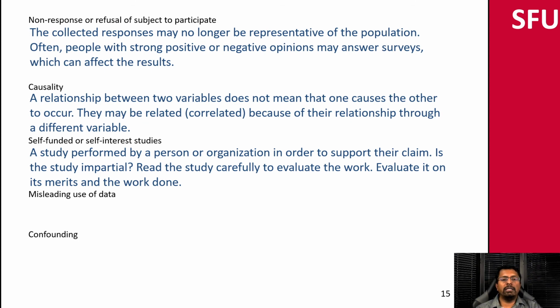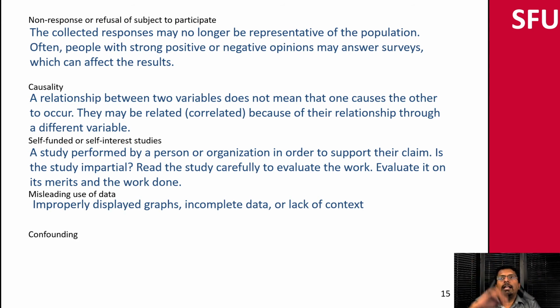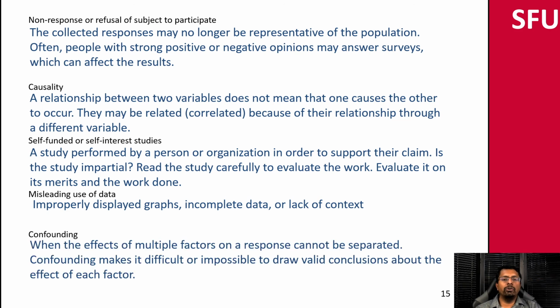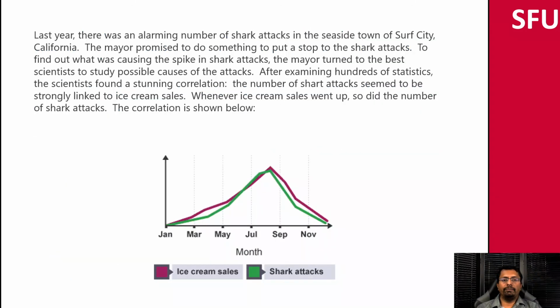There could also be misleading use of data, like an improper graph, so you might misuse the x-axis, or incomplete data, so they might have dropped some data, or a lack of context. All of those could lead to misleading conclusions. And then there is the concept of confounding variables, where basically multiple factors could be affected and they cannot be easily separated, and this could make drawing a valid conclusion very difficult.